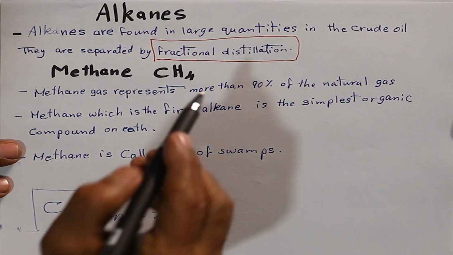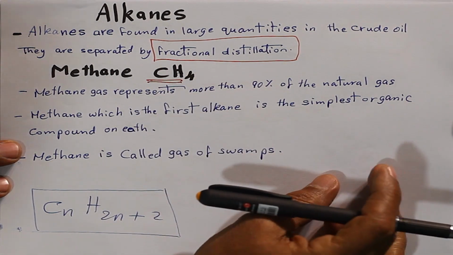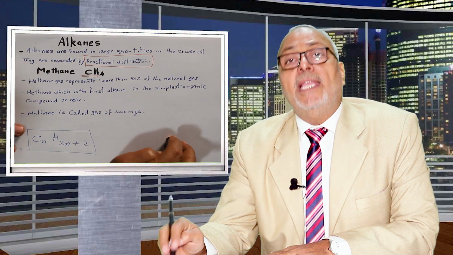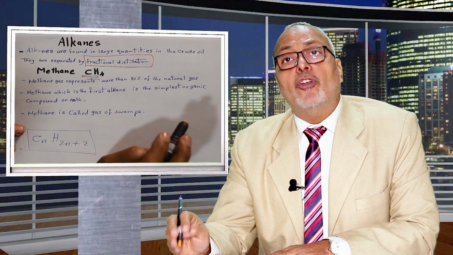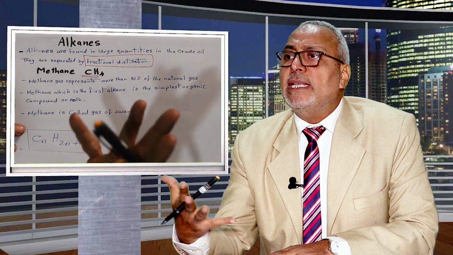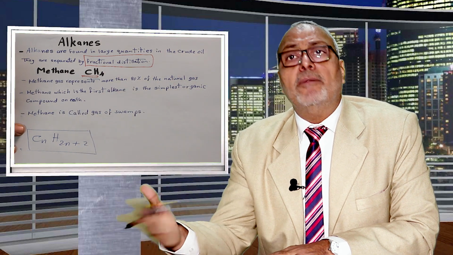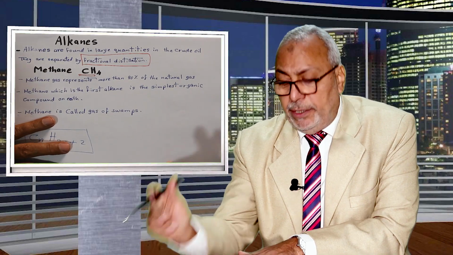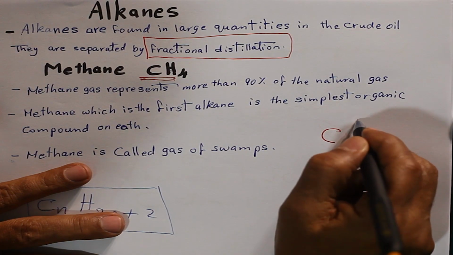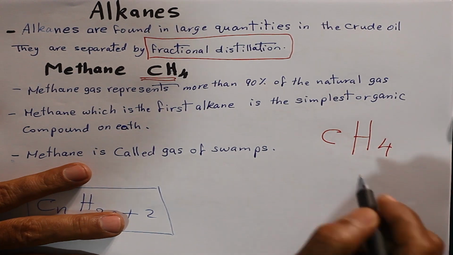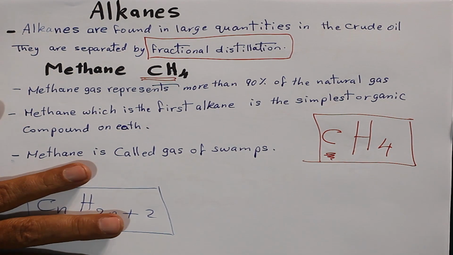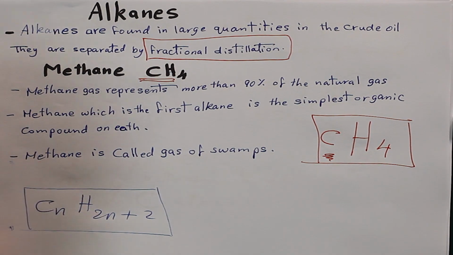Firstly, we will study methane. Methane is the first member of alkanes. It is the simplest form of organic compound. It is the simplest form of hydrocarbon. Why is it considered the simplest one? Because it contains one carbon only.